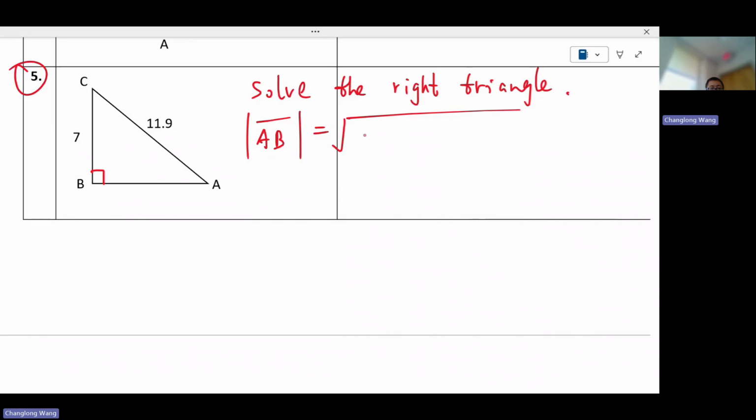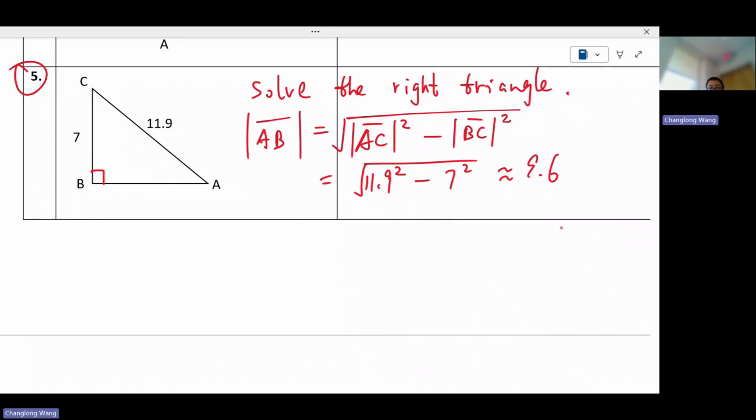So let's take the square of AC subtracting the square of BC. Okay. Plug in numbers: 11.9 squared minus 7 squared, under a square root. I think that if you already worked it out, check that. The answer my student from last period told me is about 9.6.